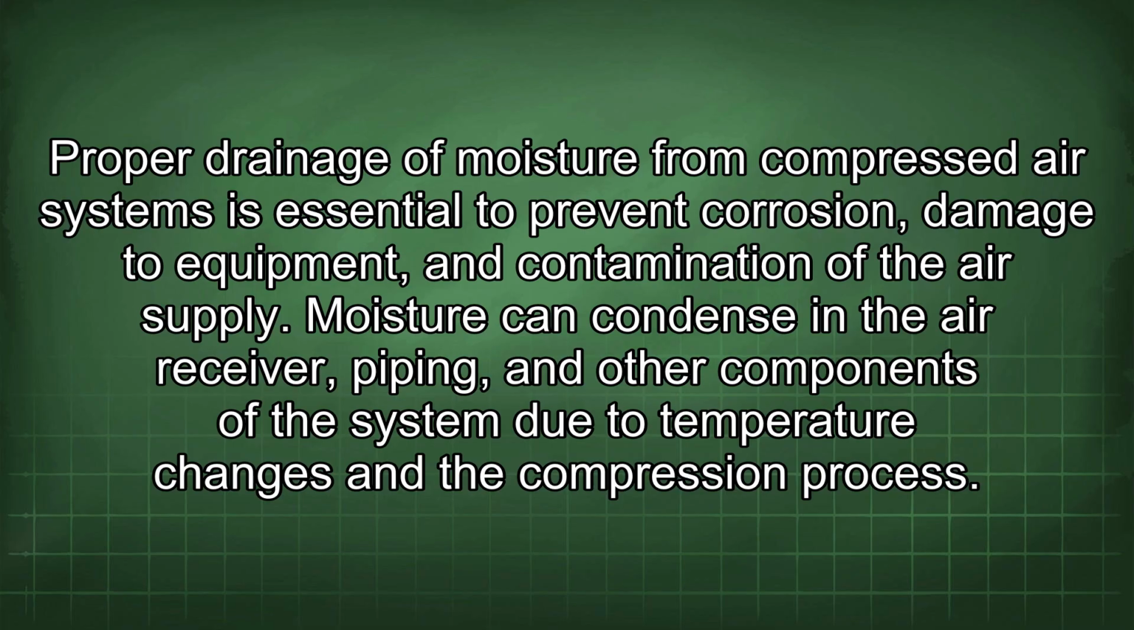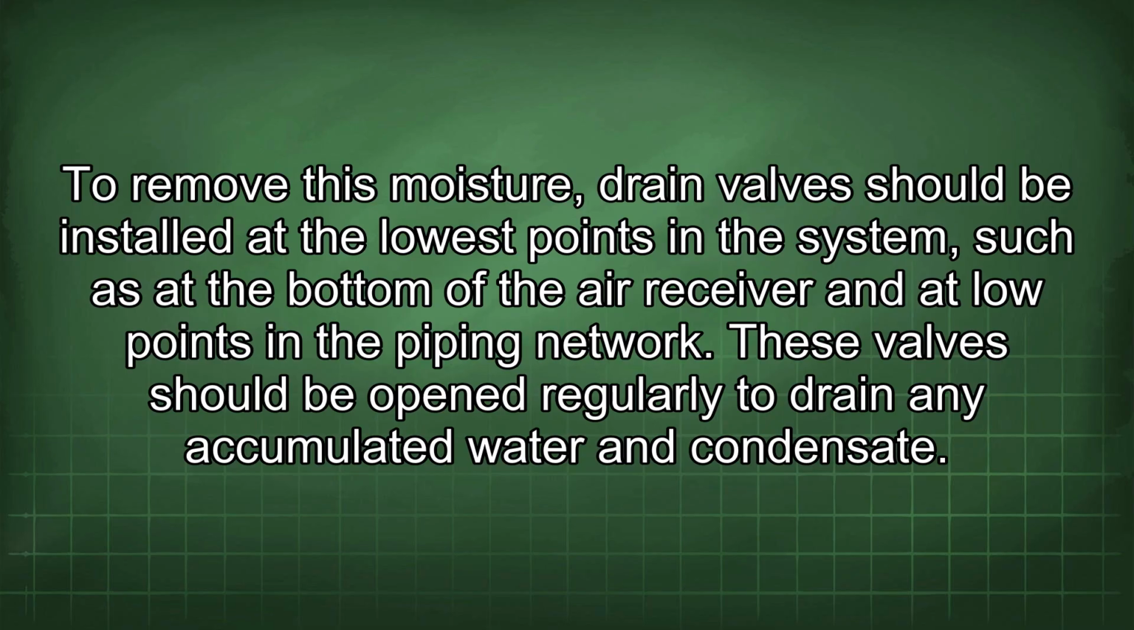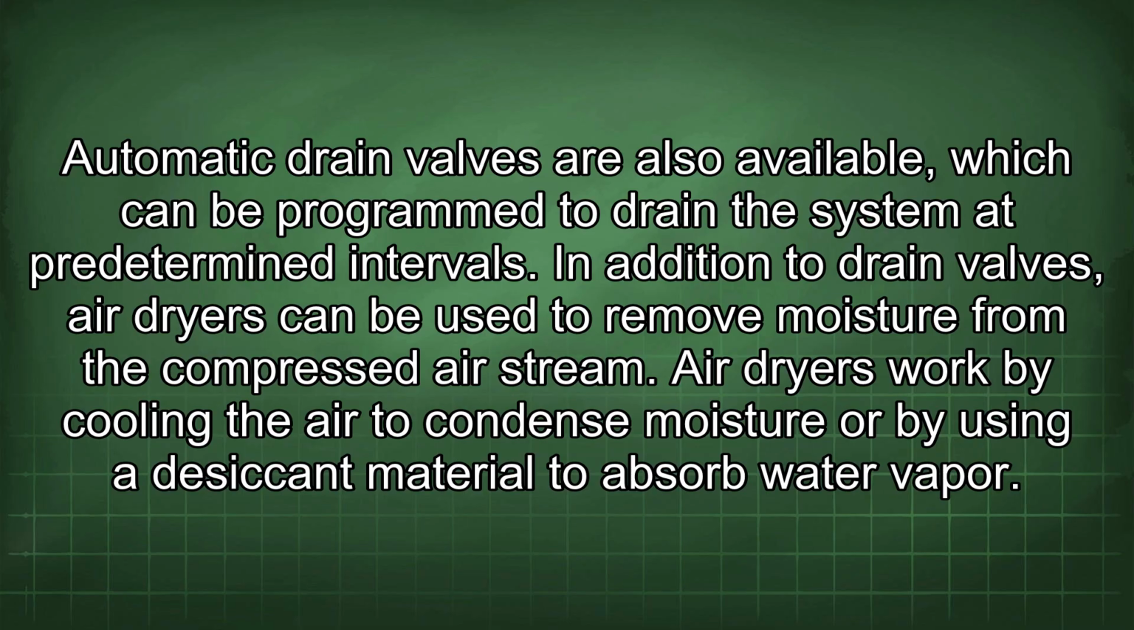Proper drainage of moisture from compressed air systems is essential to prevent corrosion, damage to equipment, and contamination of the air supply. Moisture can condense in the air receiver, piping, and other components of the system due to temperature changes and the compression process. To remove this moisture, drain valves should be installed at the lowest points in the system, such as at the bottom of the air receiver and at low points in the piping network. These valves should be opened regularly to drain any accumulated water and condensate. Automatic drain valves are also available, which can be programmed to drain the system at predetermined intervals.